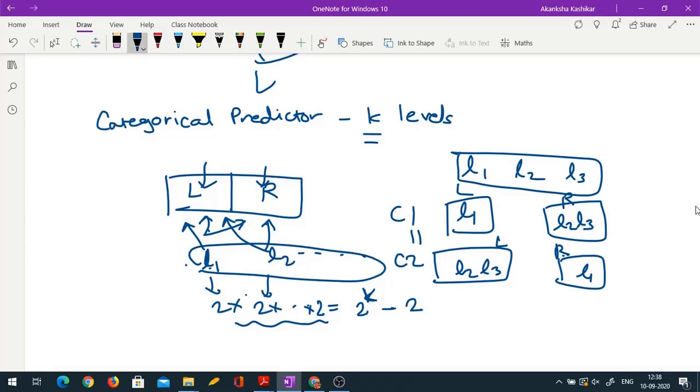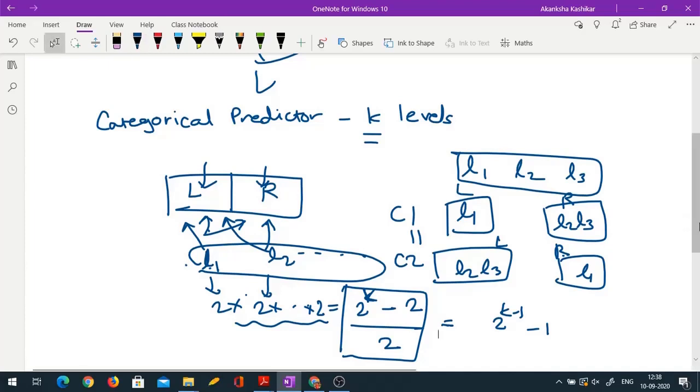I have to avoid all such repetition, so I have to divide by 2, right? Because every such combination is going to occur twice. So the total number of possible splits is 2 raised to k minus 2 upon 2, so basically 2 raised to k minus 1, minus 1. For a categorical predictor with k levels, the number of possibilities is 2 raised to k minus 1 minus 1, and it is quite difficult for an algorithm to handle this.